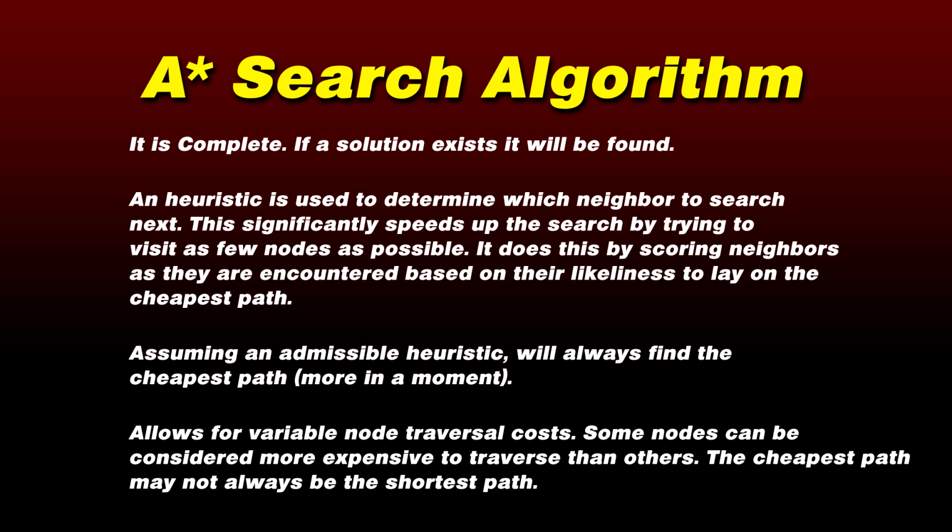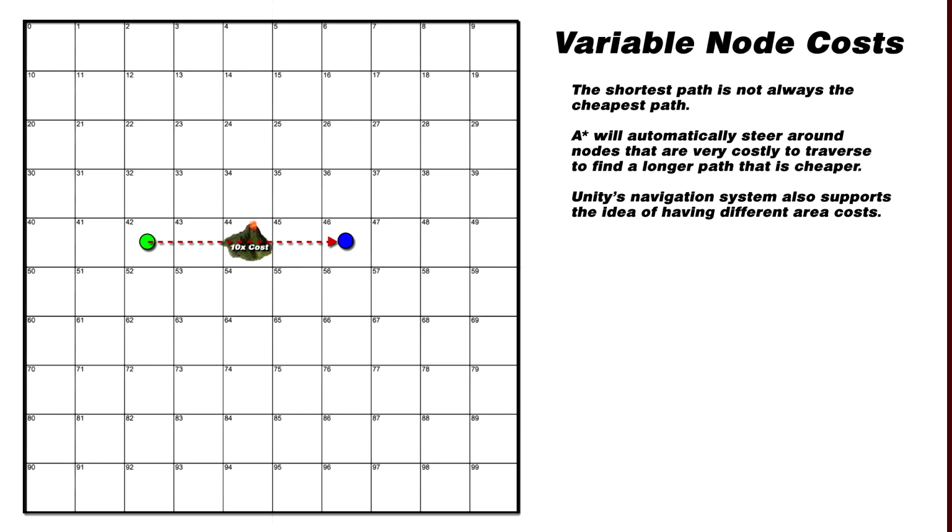For example, let's imagine that we were to mark some region of our game world as being a rock face or a steep hill that was very difficult for a unit to traverse. We could give this region a 10 times movement cost. If we did this during the search, the A-star algorithm may well determine that a cheaper route could be found by creating a slightly longer path around the costly region.